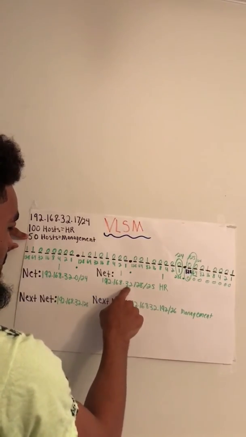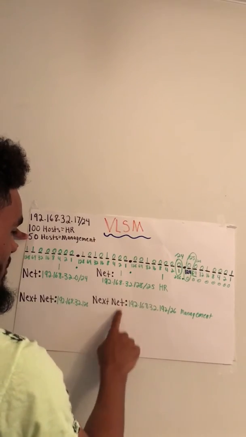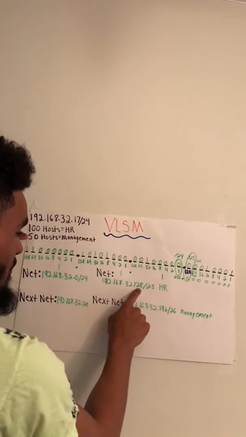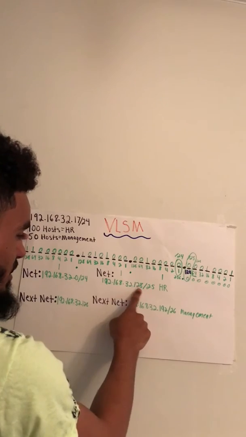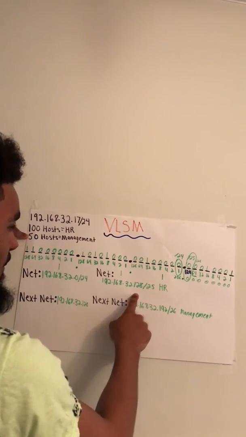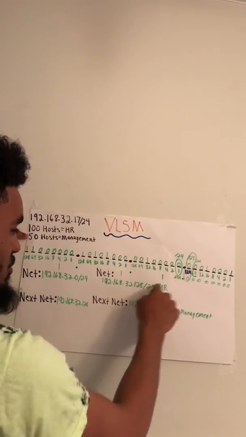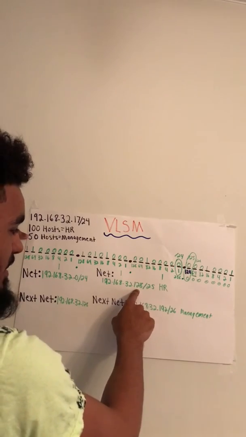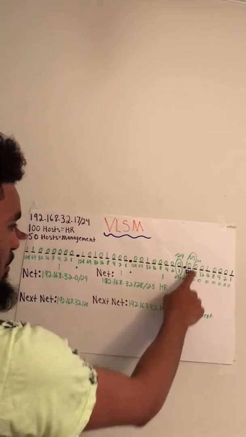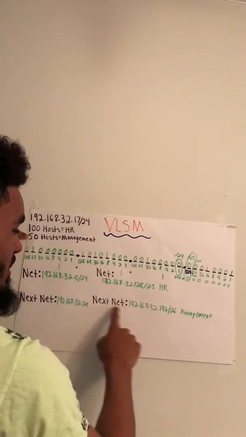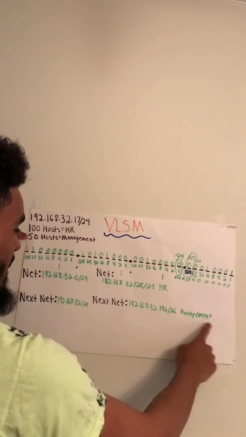192, 168, 32, bring it down because it's the first 3 subnets and it won't change. We're in the fourth subnet, so the 128 will change. If you bring down the 128 and add the 64 bit position value to it, 128 plus 64 will give you 192. You bring down the subnet mask /26. That will be the network address for the management department.